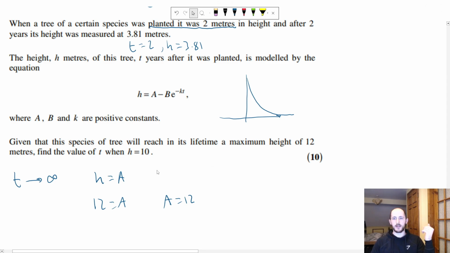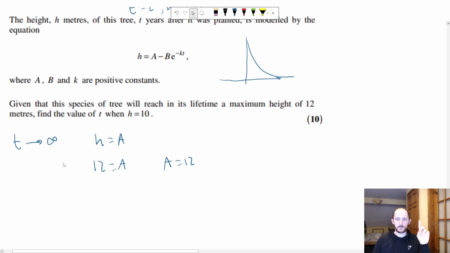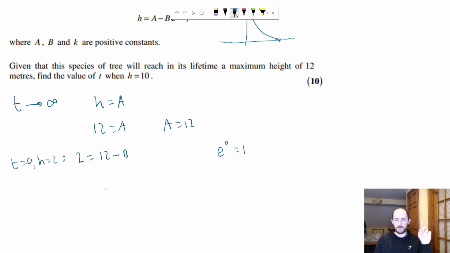Perfect. This equation originally had two unknowns, but now we know one of them, so we're going to use this expression now. When t equals 0, h equals 2. If we sub that in, we have 2 equals 12 minus b, because e to the power of 0 equals 1, so that's b times 1. Swap that around, and we get b is equal to 10.